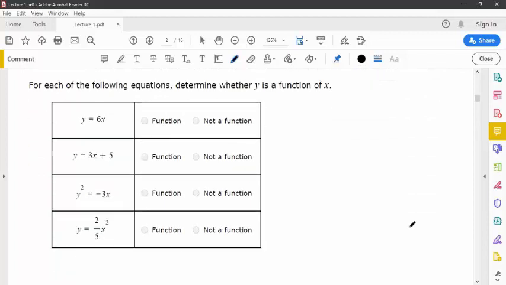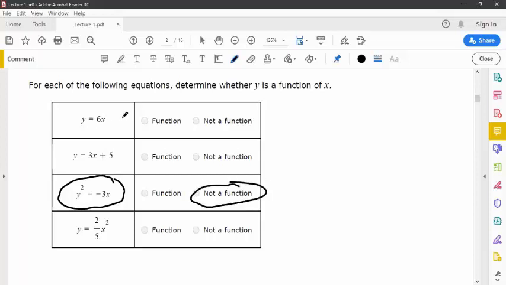Now, when we're given an equation and we're asked to identify whether or not it's a function, all we need to really do is pay attention to the y variable. If the y variable is squared, then it's not a function. X can be squared, X can be raised to any power, but Y has to be Y to the first power in these examples. So the only case would be the third case where it has Y squared equals negative 3X. Would it not be a function?